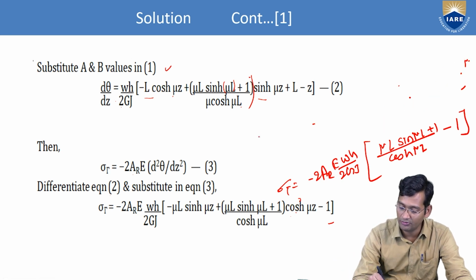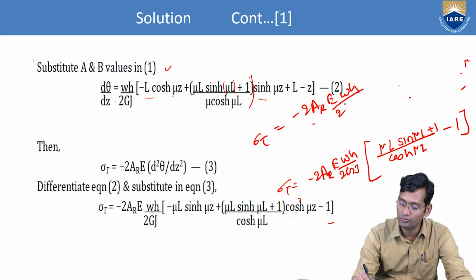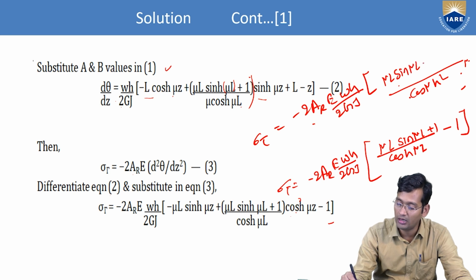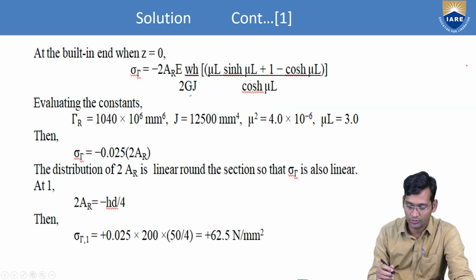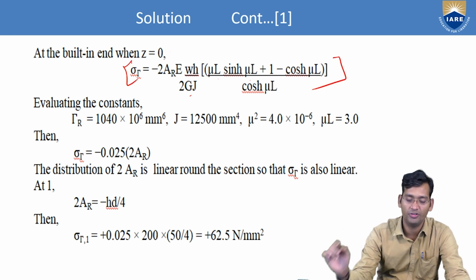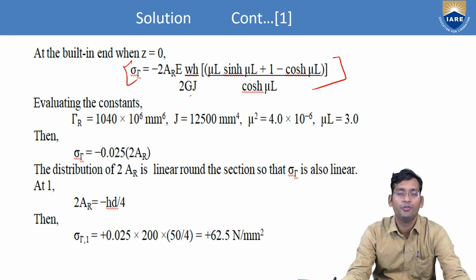So after taking LCM, we will get sigma T equals minus 2AR WH by 2GJ into, so this will be the LCM, cos mu H L, and this gives mu L sine mu L plus 1 minus cos H mu L. Right, that is there. That means after simplifying, we got this after putting z equals 0.